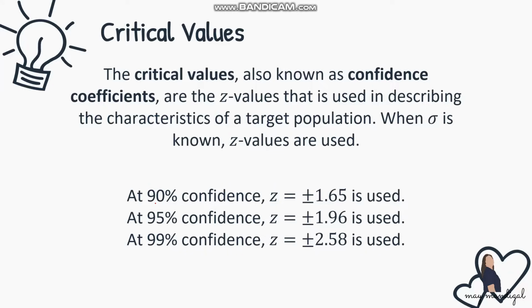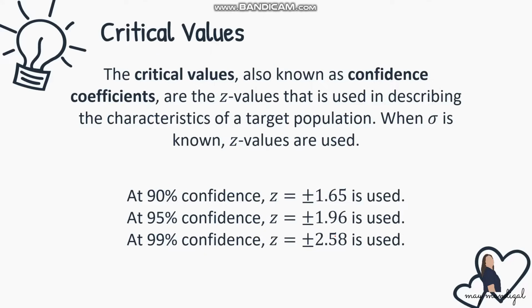So if the confidence level is 90%, the z-value that we will use is 1.65. If 95%, 1.69, and if 99%, we will use 2.58. So this confidence level again tells us how sure we are that the population parameter is really within the range that we're going to identify. So 90% confidence means we are 90% sure that the population mean is within this range. Also for 95% and 99%.